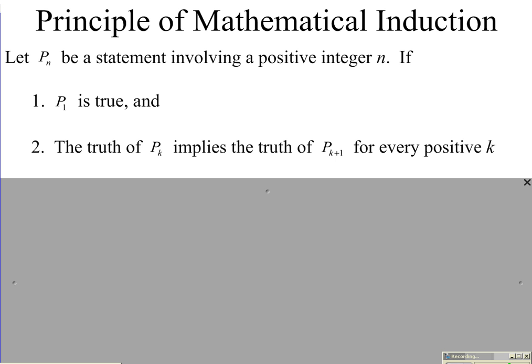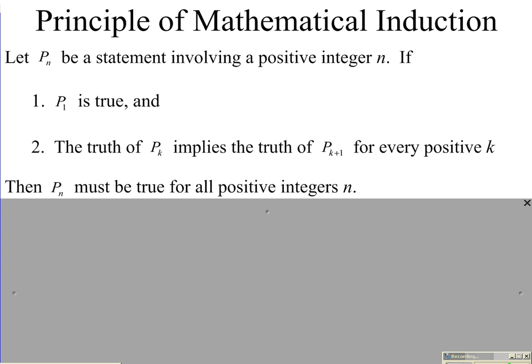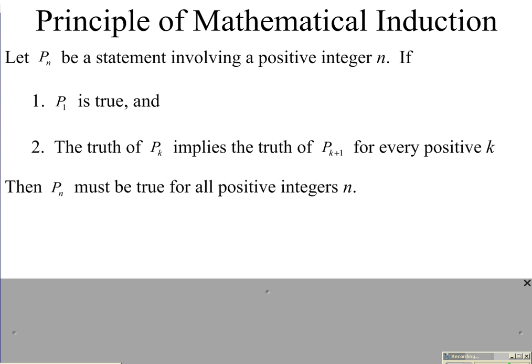So what we're saying here is that if we can assume that P of k is true, and we can show that that assumption implies that P of k plus 1 is true, then we can say by the same implication that if P of k implies P of k plus 1, then P of k plus 1 must imply P of k plus 2, which must imply P of k plus 3, and so on, and that's where the induction comes in, and therefore P of n must be true for all positive integers n.